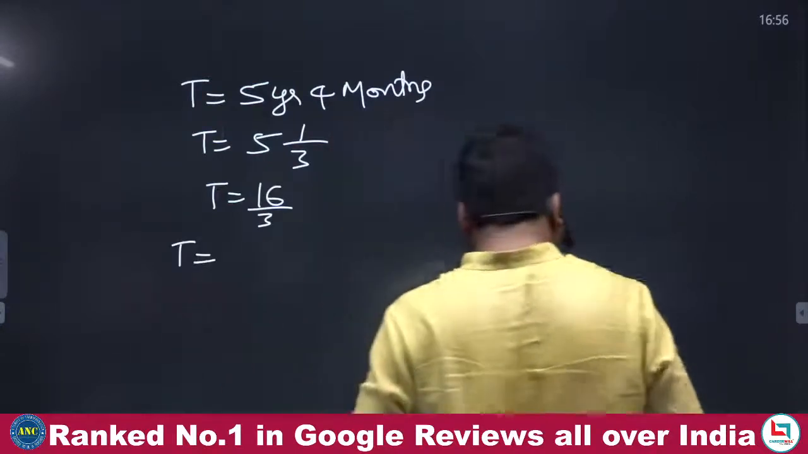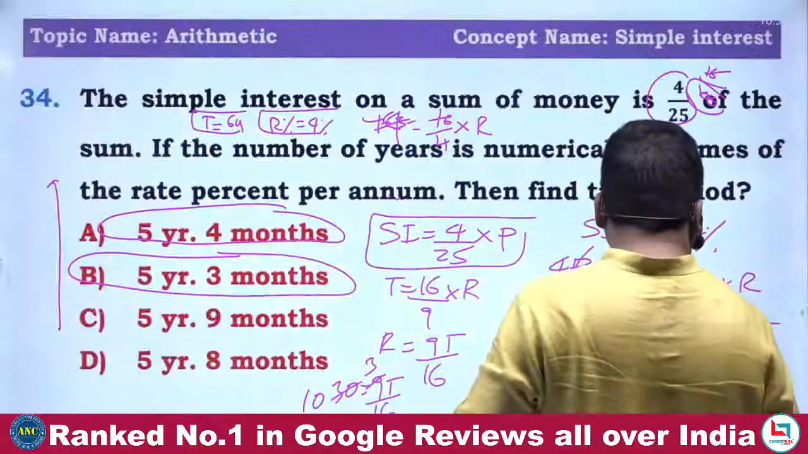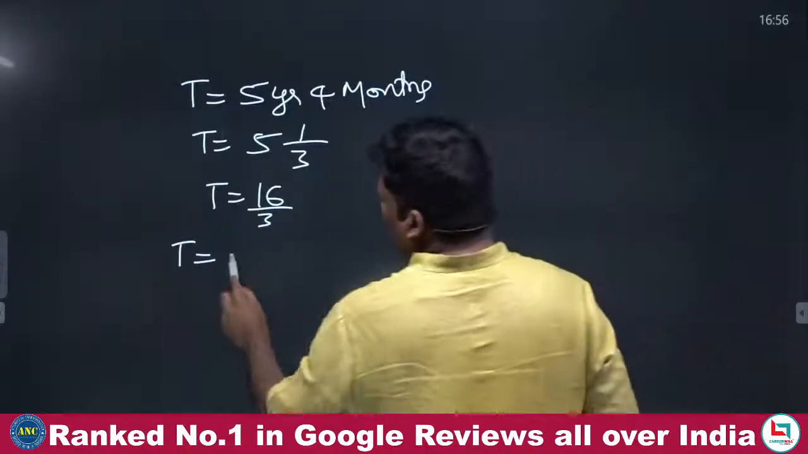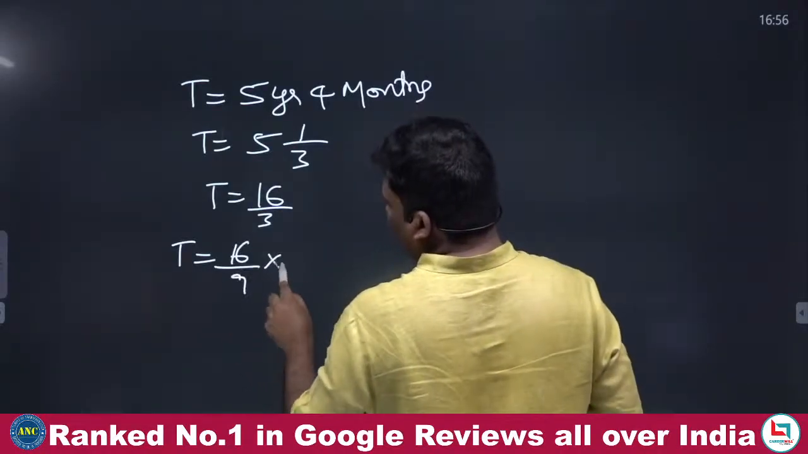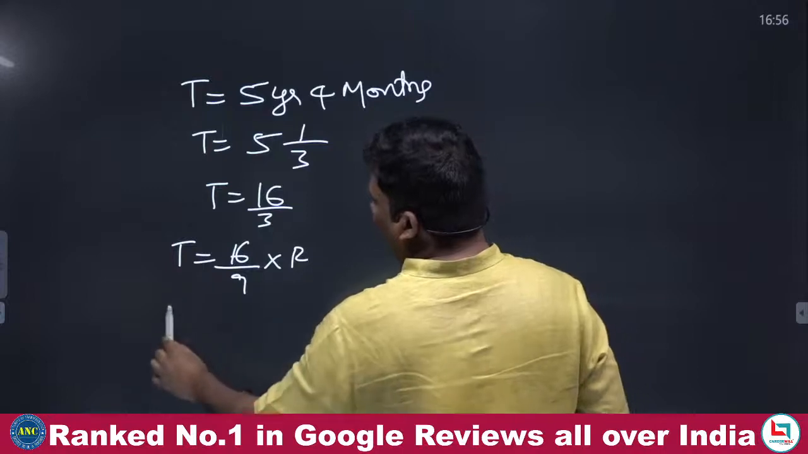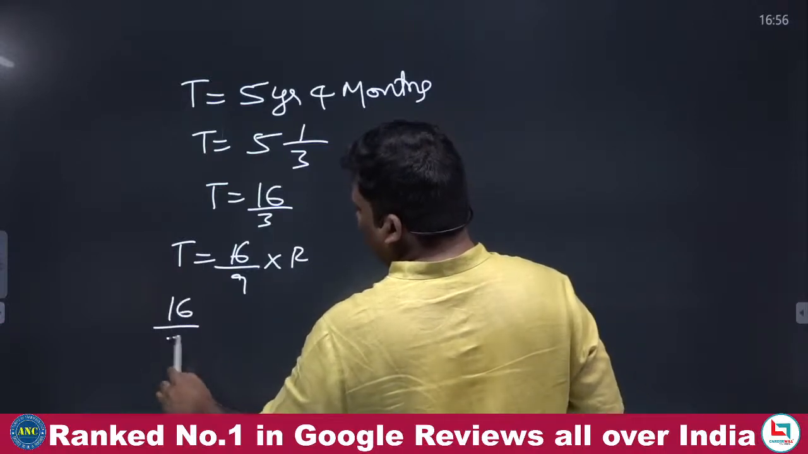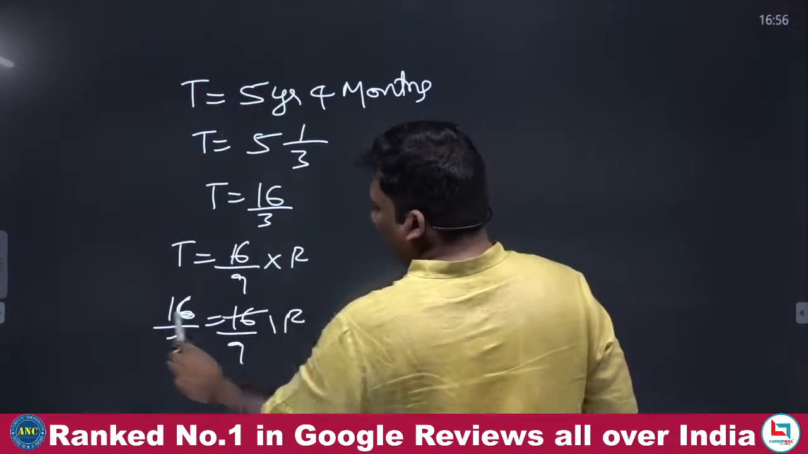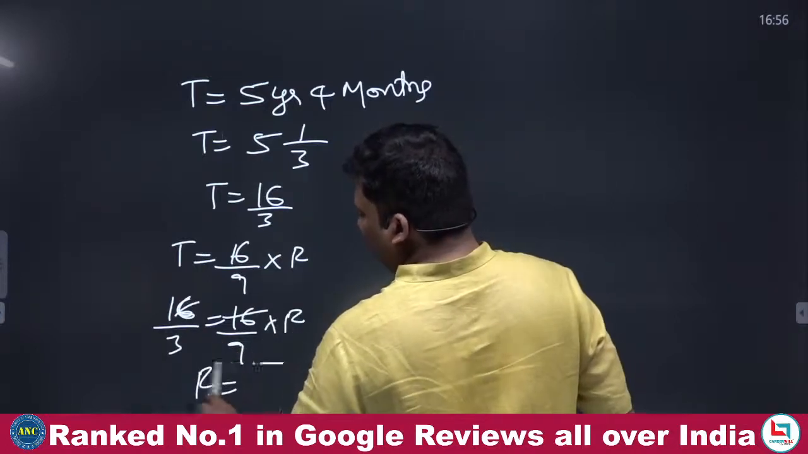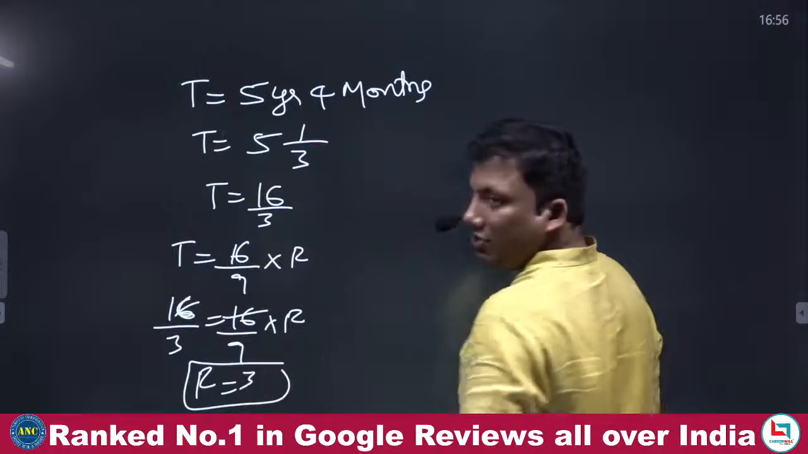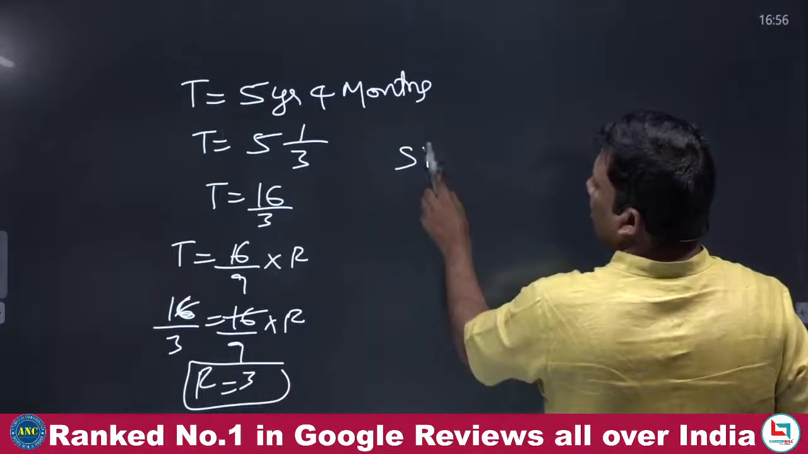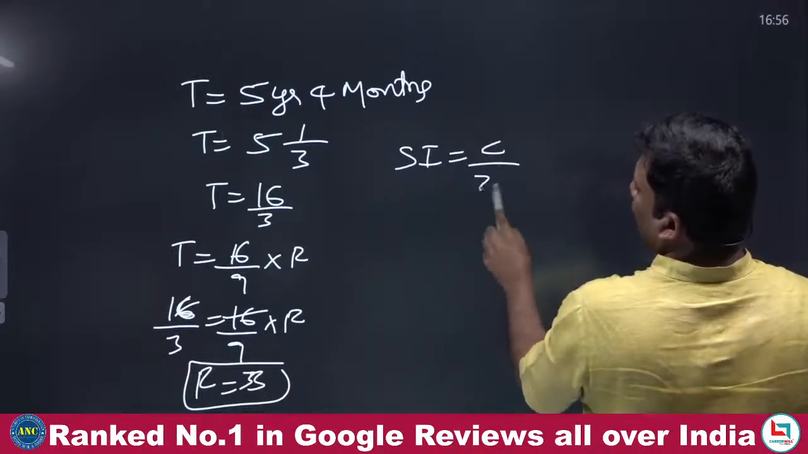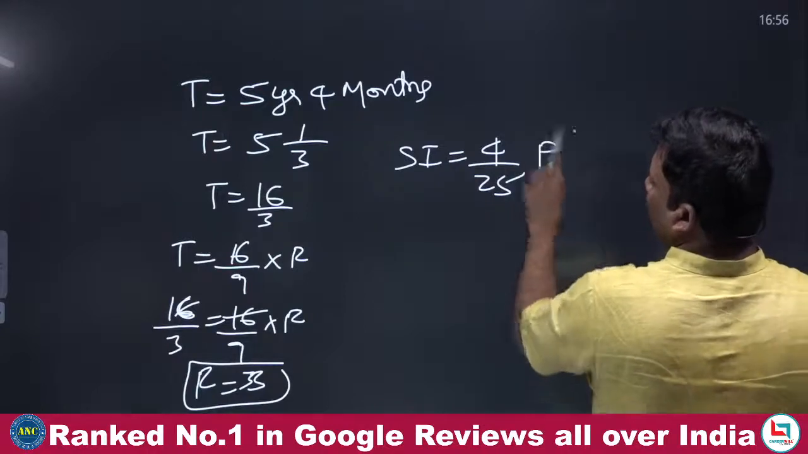Time period is given as, listen carefully, 16/9 of R. So 16/3 is equivalent to 16/9 of R, so R is nothing but 3. What is given in the question? Simple interest is 4/25 of the principal.